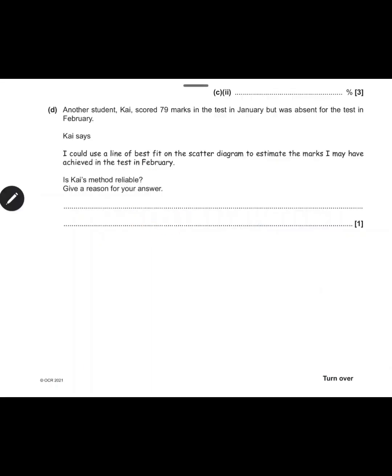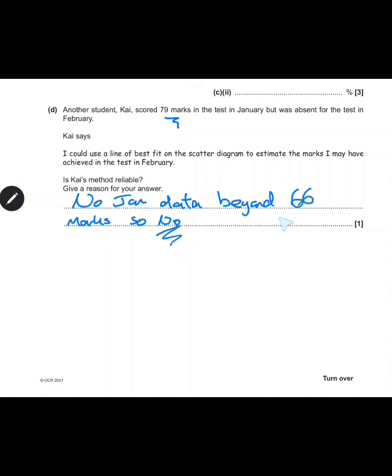Finally, part D, a very typical way to finish a scatter graph. We've got a student that scored 79 marks in January, and they're asking, can they use the scatter diagram to estimate what they got in February? If you look back at the scatter diagram, you will see that there is no January data beyond 66 marks, and this guy got 79 marks. So because the scatter diagram stops at 66, we're not allowed to use it beyond that point.